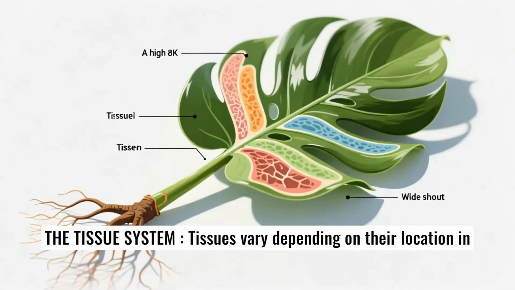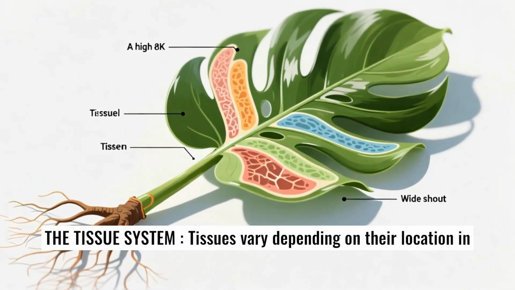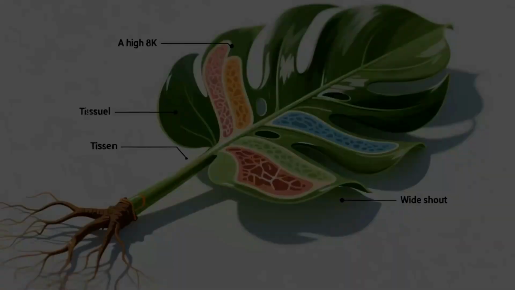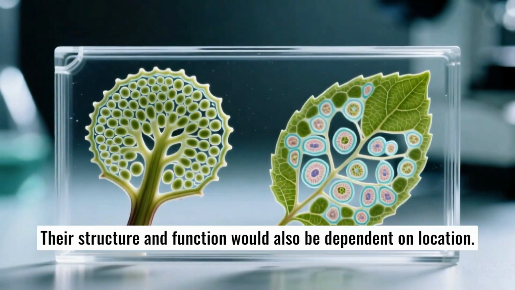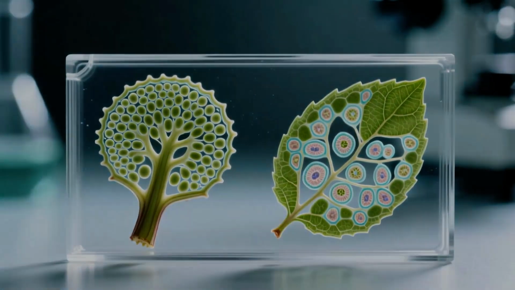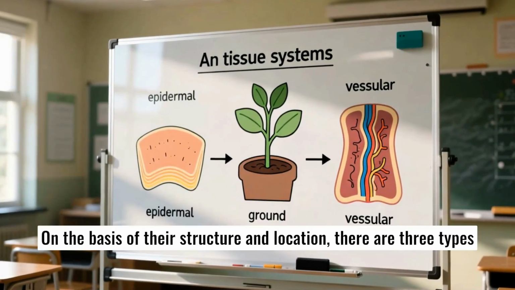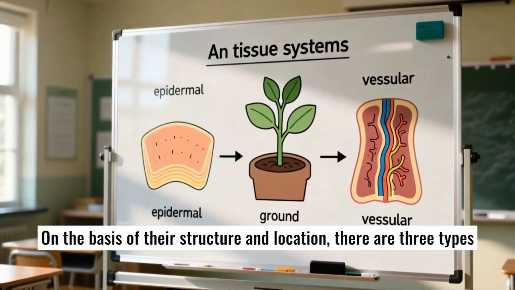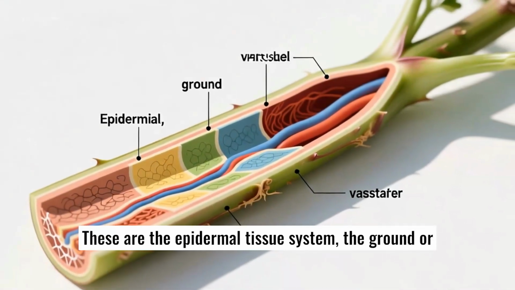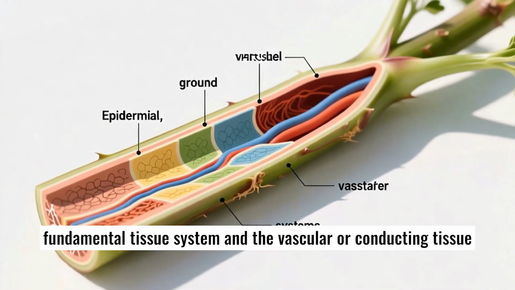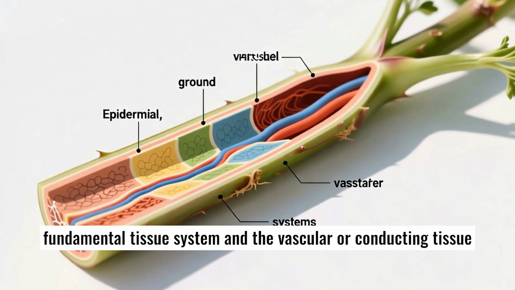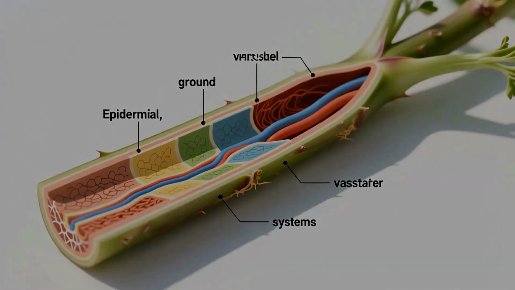The tissue system. Tissues vary depending on their location in the plant body. Their structure and function would also be dependent on location. On the basis of their structure and location, there are three types of tissue systems. These are the epidermal tissue system, the ground or fundamental tissue system, and the vascular or conducting tissue system.